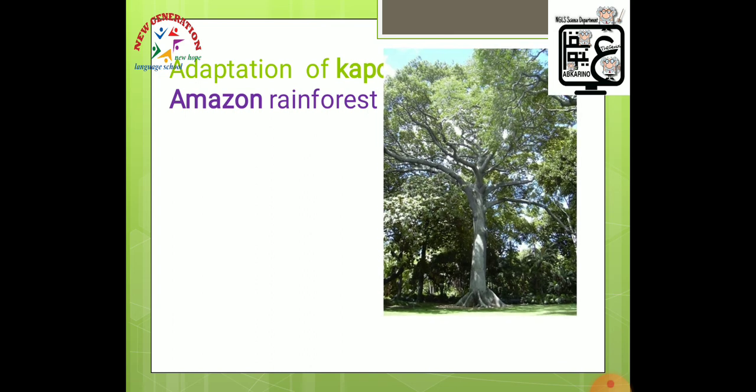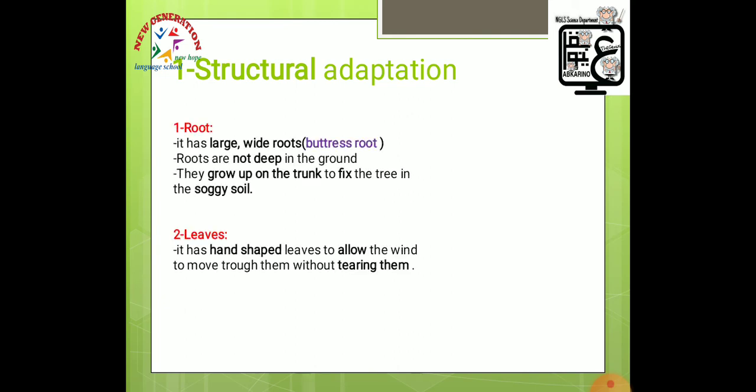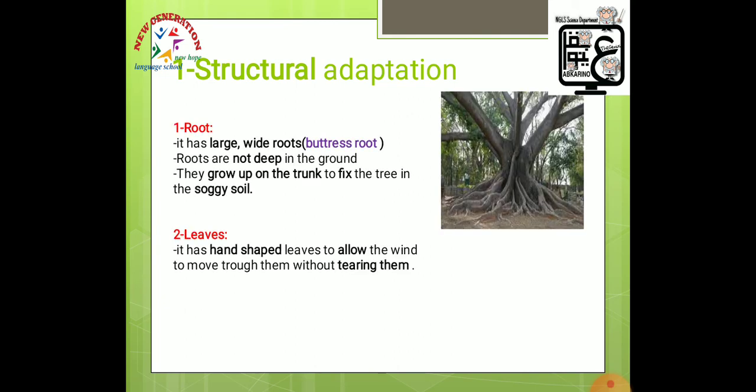And now we are going to talk about the adaptation of a kapok tree in Amazon rainforest. And first, we are going to talk about the structural adaptation. This is kapok tree. Root. It has large, wide roots. Roots are not deep in the ground, as you see in this picture. They grow up on the trunk to fix the tree in the soggy soil.